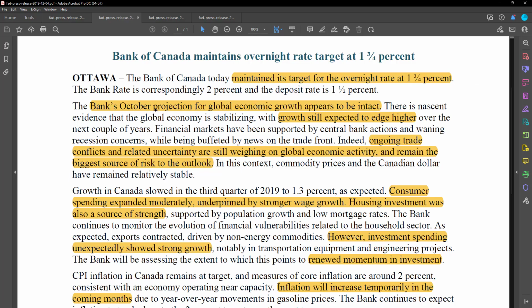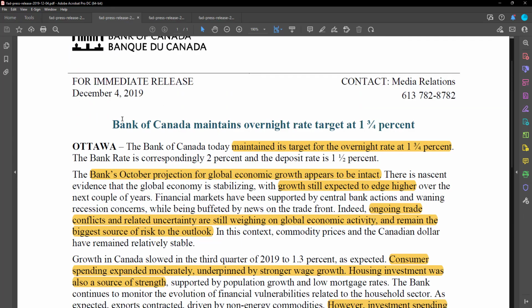They then say their October projection, so this relates to their economic projections back in October. This is the meeting for December. This relates to the projections they made back in October, but it's not been updated since then. So remember, we want the latest set. The latest set is October. And we'll look at the projections in a moment. So the projections appear to be intact. So what that means is the projections they made in October and the data that they've had for the economy since then, it appears to be evolving broadly in line with those projections. They then say that growth is still expected to edge higher over the next couple of years.